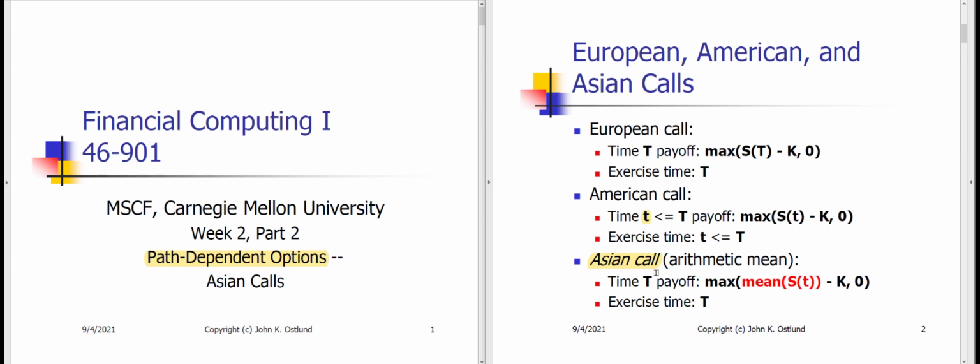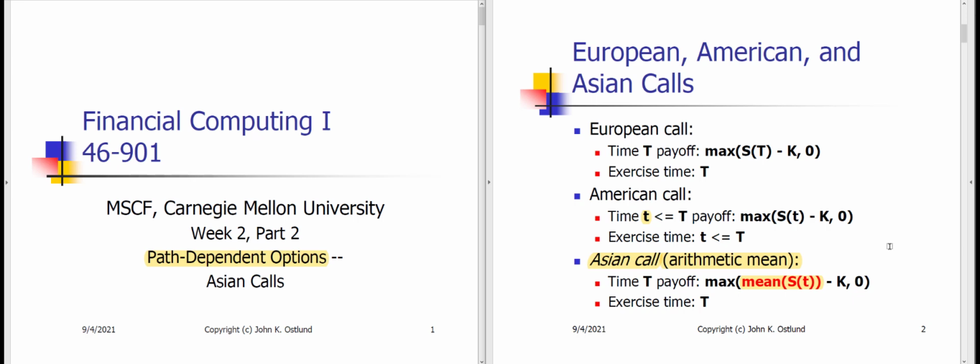But for the Asian call, and for that matter for the Asian put, we actually care about the mean value of the stock price over some period of time. So the value of an Asian call on a stock is actually going to depend not just on the final time value of that stock, but actually on all of the intervening stock prices up to and including that expiration time. There are variations on how Asian options are defined. We're going to be talking about the arithmetic mean version of the Asian call. That is, we're computing the arithmetic mean of the stock prices over time.